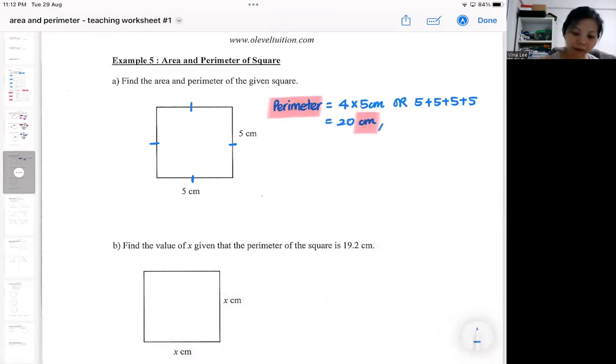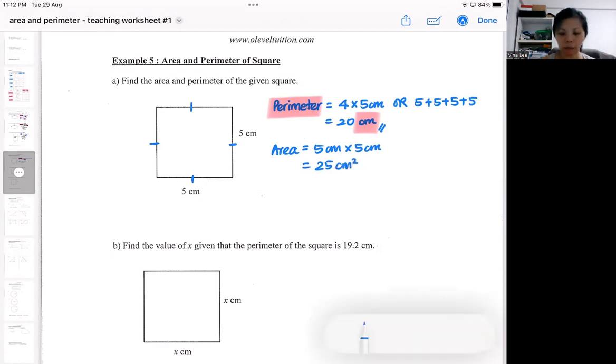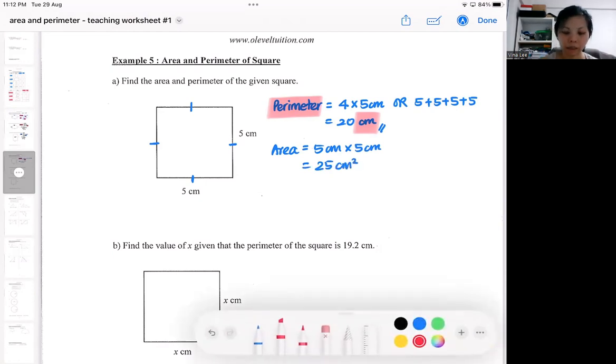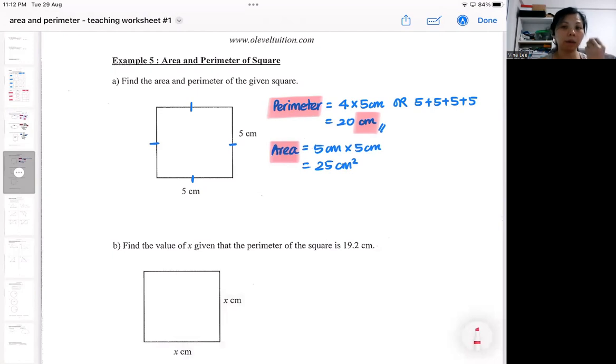So area will be length and breadth. So label the area. Then it will be 5 centimeter times 5 centimeter. So that will be 25 centimeters square. So again, take note of label. Label whether you are finding perimeter or area. And then you also write the units, label and units.